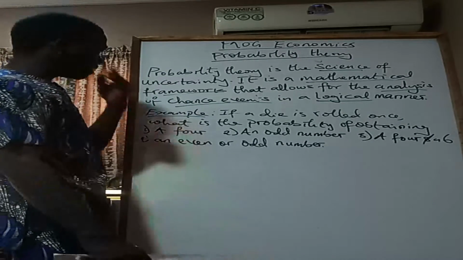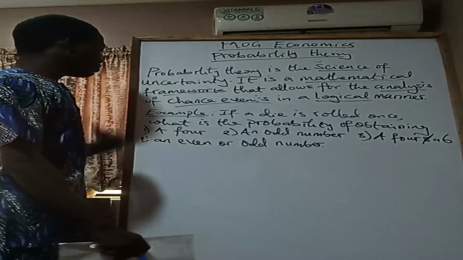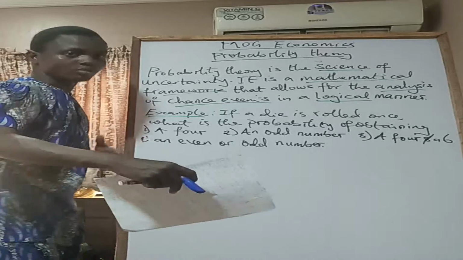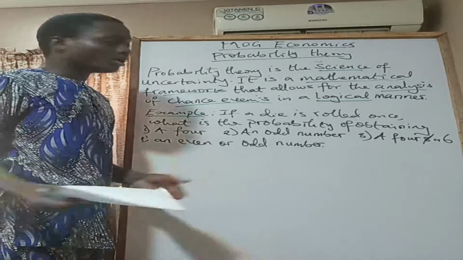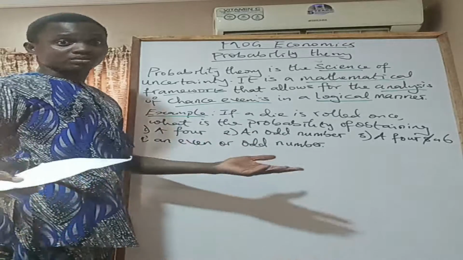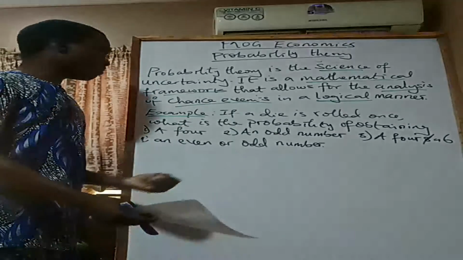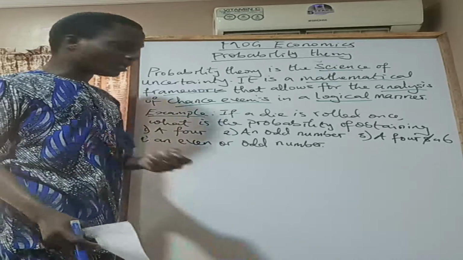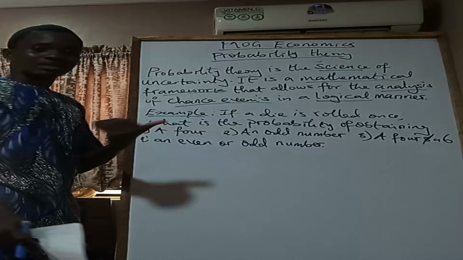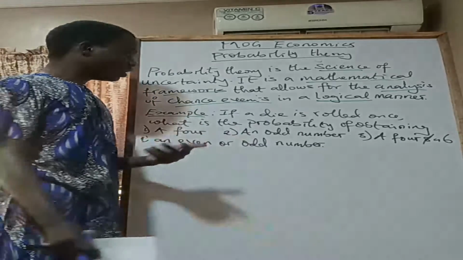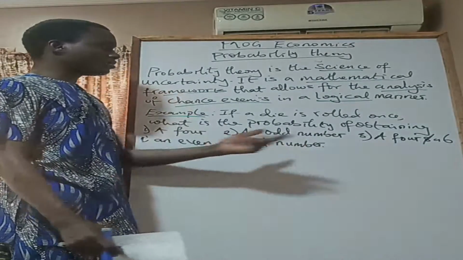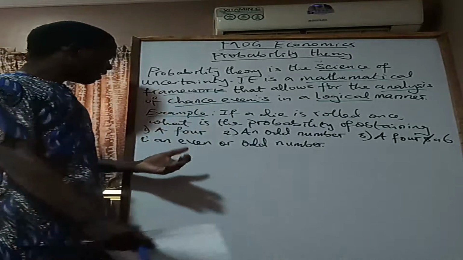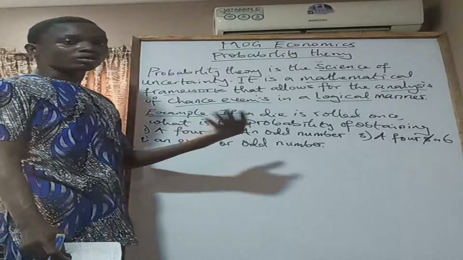For example, if a die is rolled once, what is the probability of obtaining a 4? When you roll the dice, some of us that played Ludo, or probably still do, right? You make use of 2 dice. So if one of them is rolled, what's the probability that you're going to get a 4? Sometimes the question might say the die is tossed. So what is the chance of getting a 4? What's the chance of getting an odd number? What's the chance of getting a 4 and a 6? And then what's the chance of getting an even or an odd number?